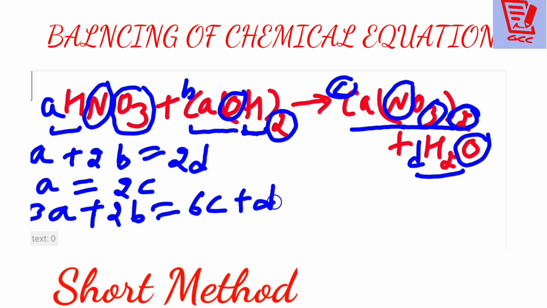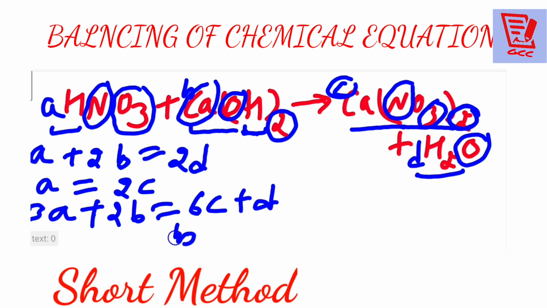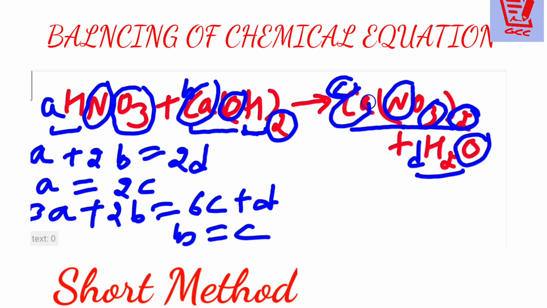Now you see the calcium. What do you see? Calcium. How many calcium is there? On the reactant side only 1 calcium, so here it is B. Okay, B. And on this side, how many calcium is there? C. Only 1 calcium. Am I right?